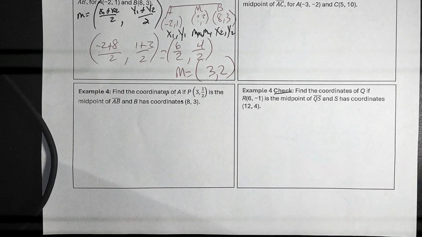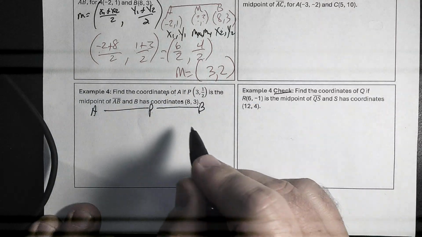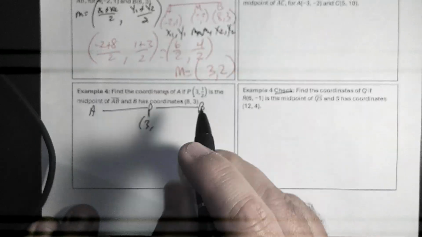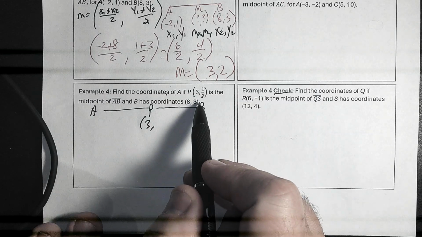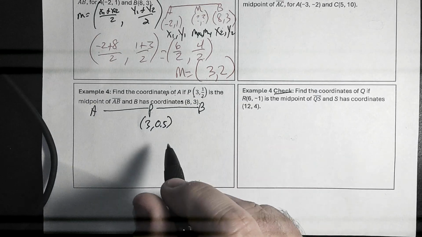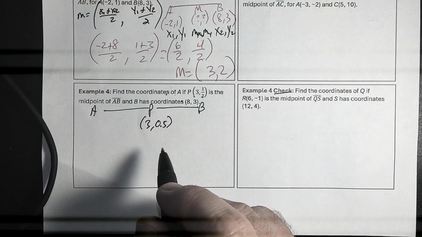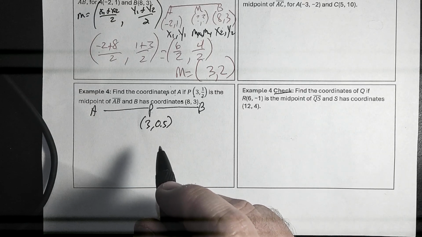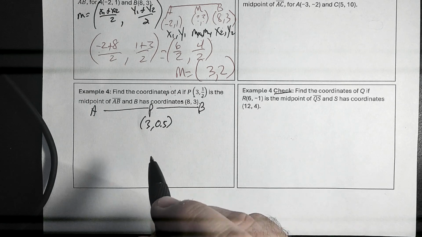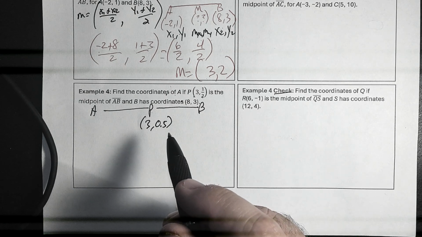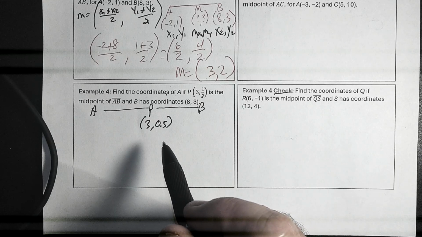All right, example 4. Find the coordinates of A if P, 3 and 1/2, is the midpoint of AB. And B's coordinates are 8, 3. Okay, so what we have here is A, P, B, where P is the midpoint. Notice this is a half. You can keep the fraction or you can call it a decimal. I like the decimal because when I go to use the calculator, which is what I want you guys doing, I appreciate the mental math. I appreciate the writing everything out and doing it in your head or on paper. Guys, we're in geometry.